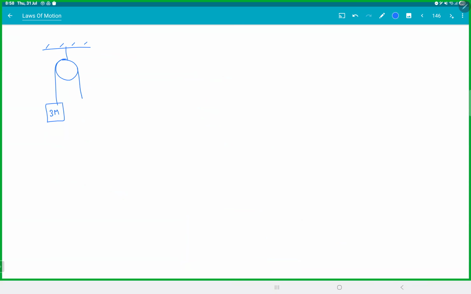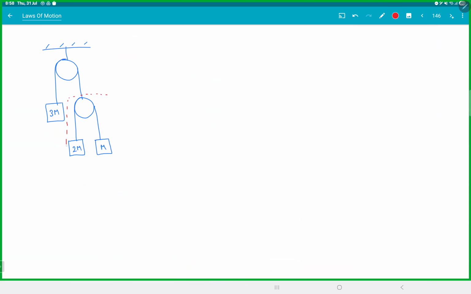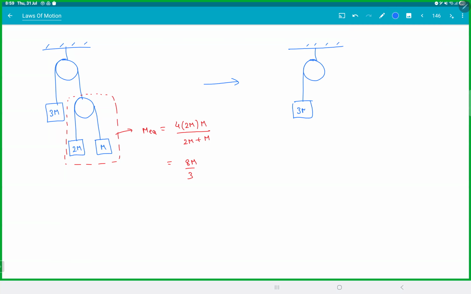So this is your 3M. This is 2M. And this is M. So if you look at this system here, this would look like a pulley and this thing. This is your Atwood machine there. So I can replace this with an M equivalent, which is 4 into 2M into M by (2M plus M). That turns out to be 8M by 3. So this whole problem becomes a 2-block problem. This is your 3M and this is your 8M by 3. And then if there are 2 blocks, you know what to do.